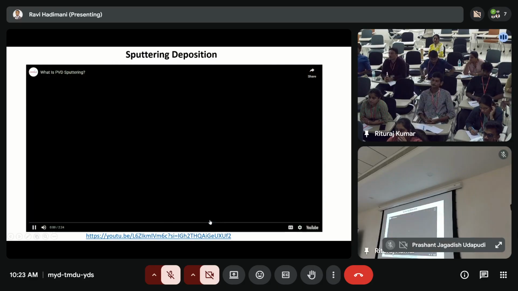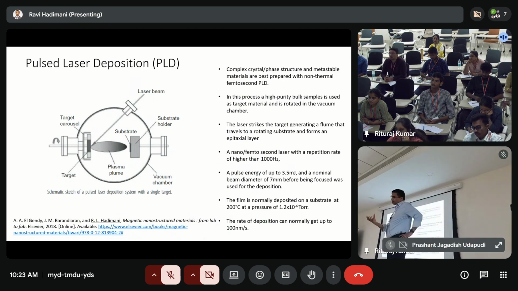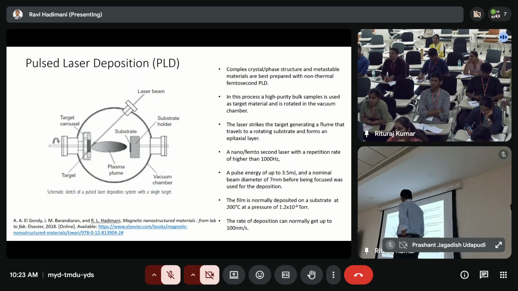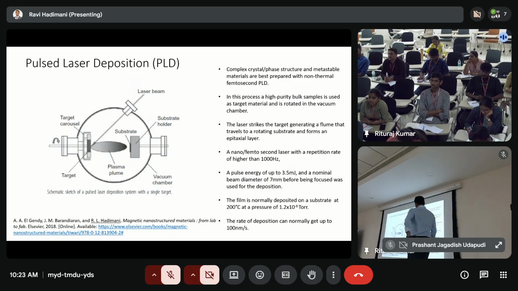Okay, so that is sputtering. We call it magnetron sputtering because you use what is called a magnetron that both generates the electrons as well as it's a cathode that attracts the positive ions, either argon, oxygen, or nitrogen. Then the other technique is called pulse laser deposition.